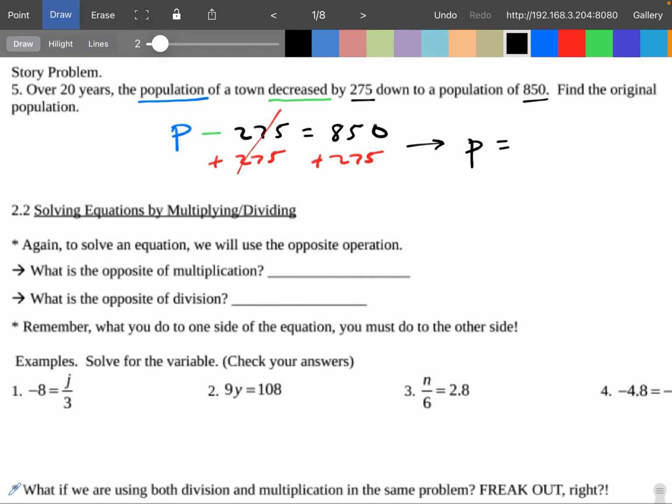And that's going to equal 850 plus 275, which is, what is that? 1,125? That's it. That's not a decimal point, that's a comma there. Yeah, so you get 1,125.